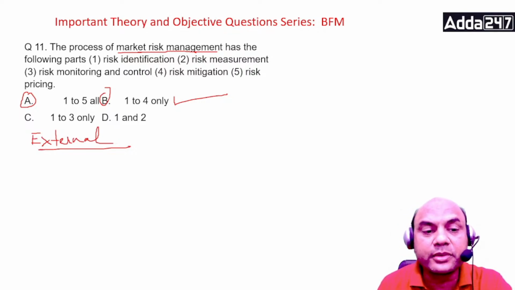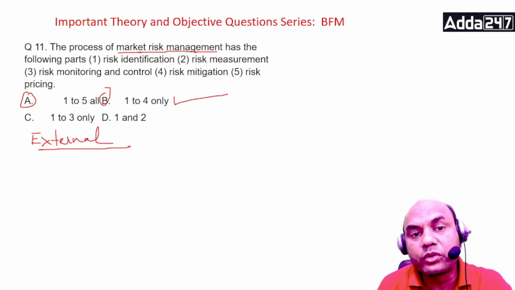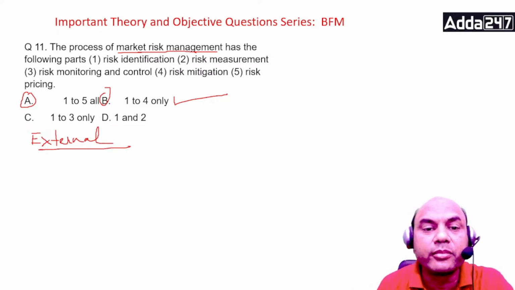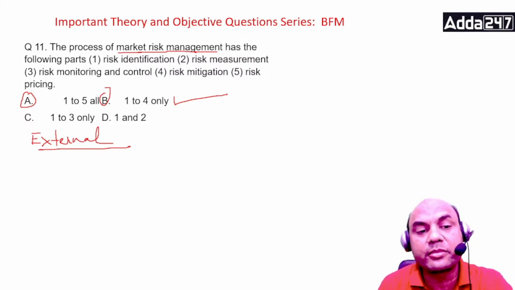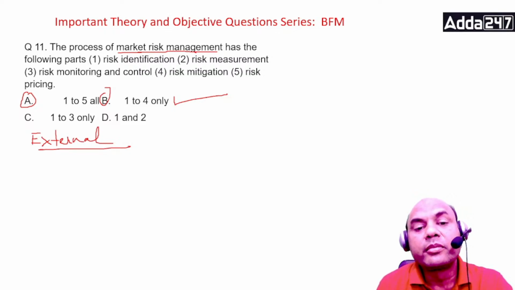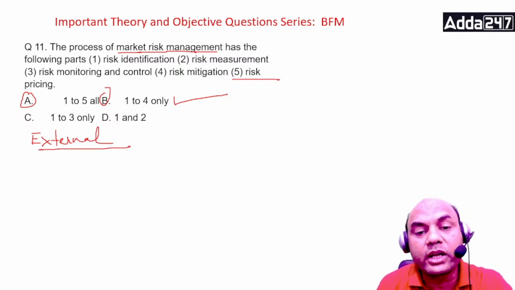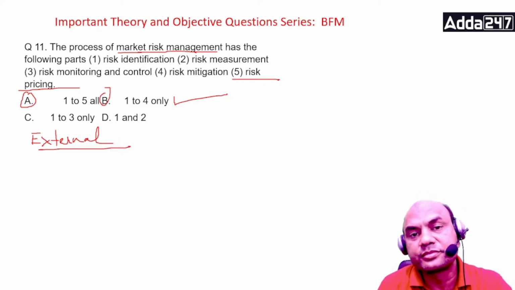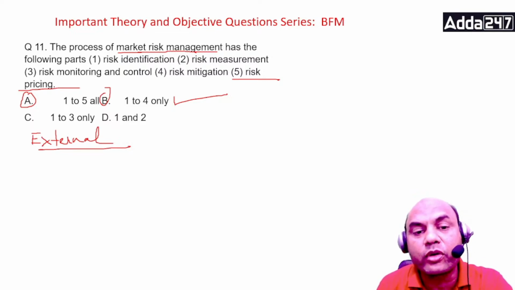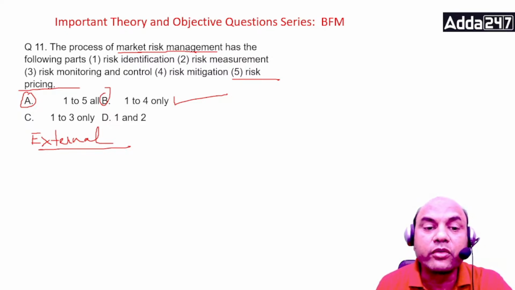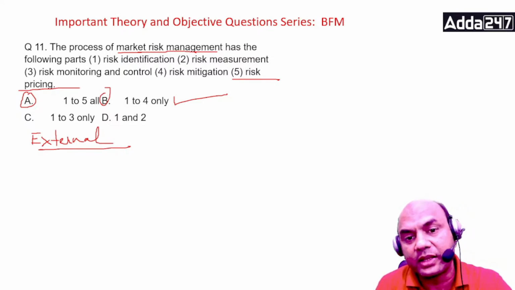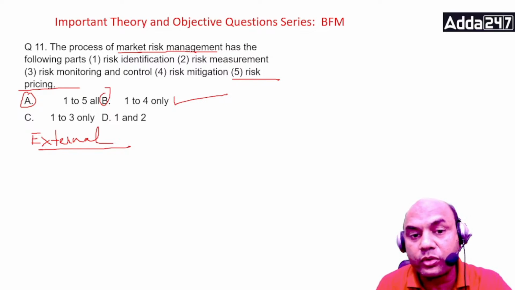Now, if this is the market risk, what have you to do? You have to manage it. Manage it means you can't zeroize it. You can never make this risk zero. So risk identification is a part, measurement, monitoring and mitigation, but pricing is separate. Pricing is always based on what is the level of my risk. So this is separate from the management part. So the answer is B, 1 to 4 only. Got it?